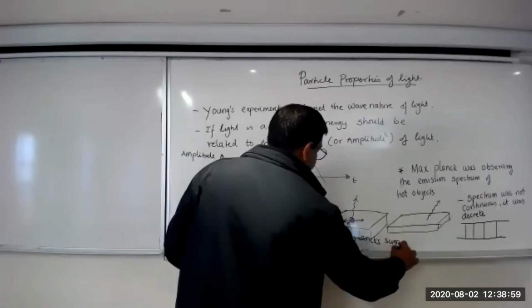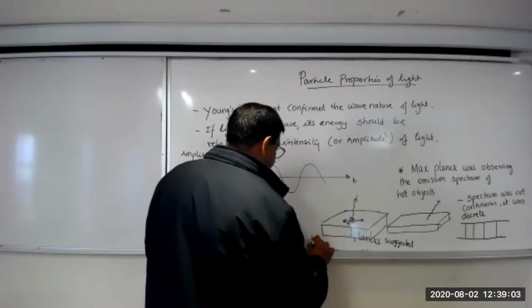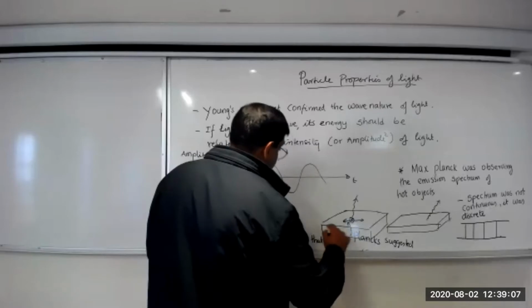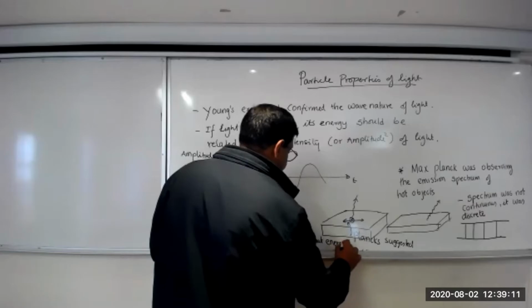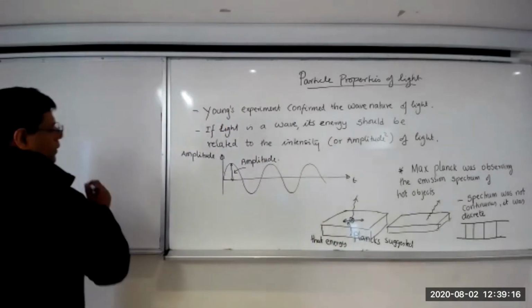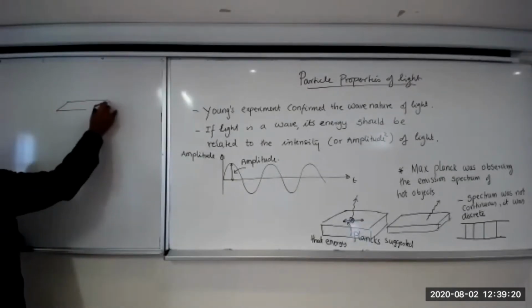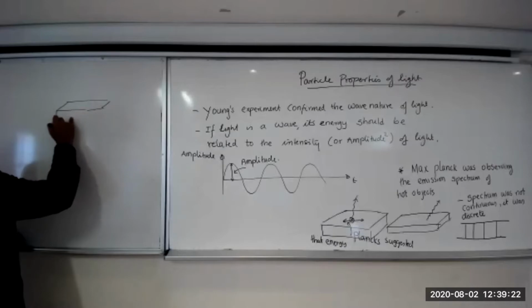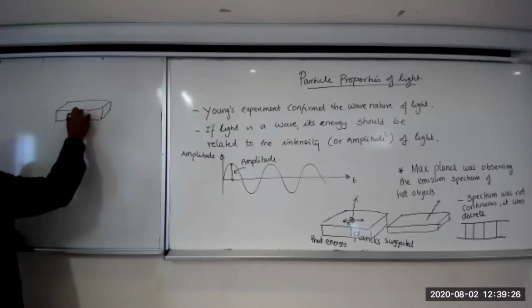He suggested that the energy of electrons was related to the frequency of the vibration. Maybe I'll write it here. This is inside, okay? This is a hot object. This is the black body radiation theory.